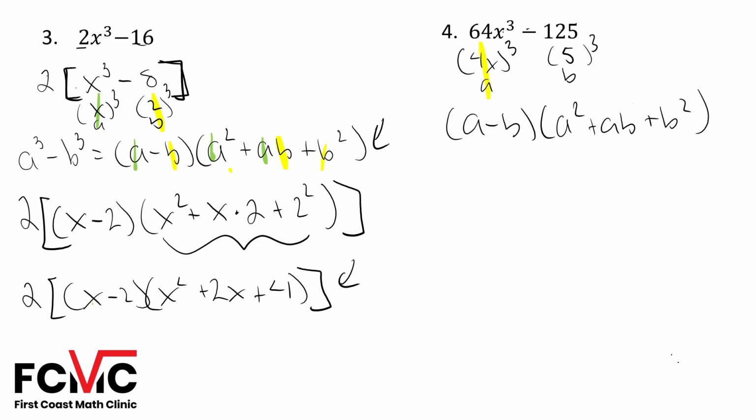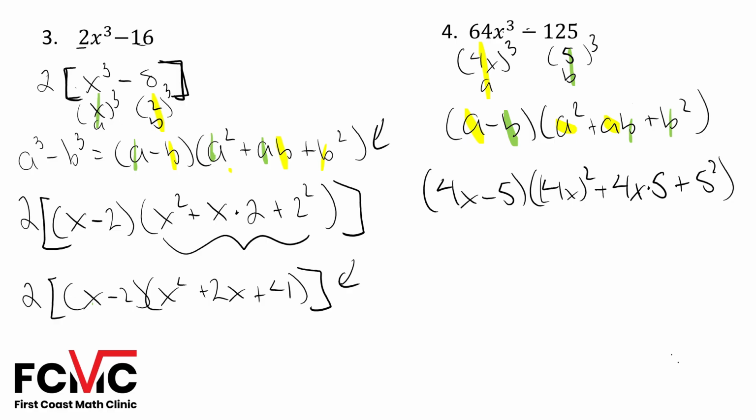So we can replace a with 4x. We can replace b with 5. So we're going to have 4x minus 5. And then in the second set, we're going to have 4x squared plus 4x times 5 plus 5 squared.